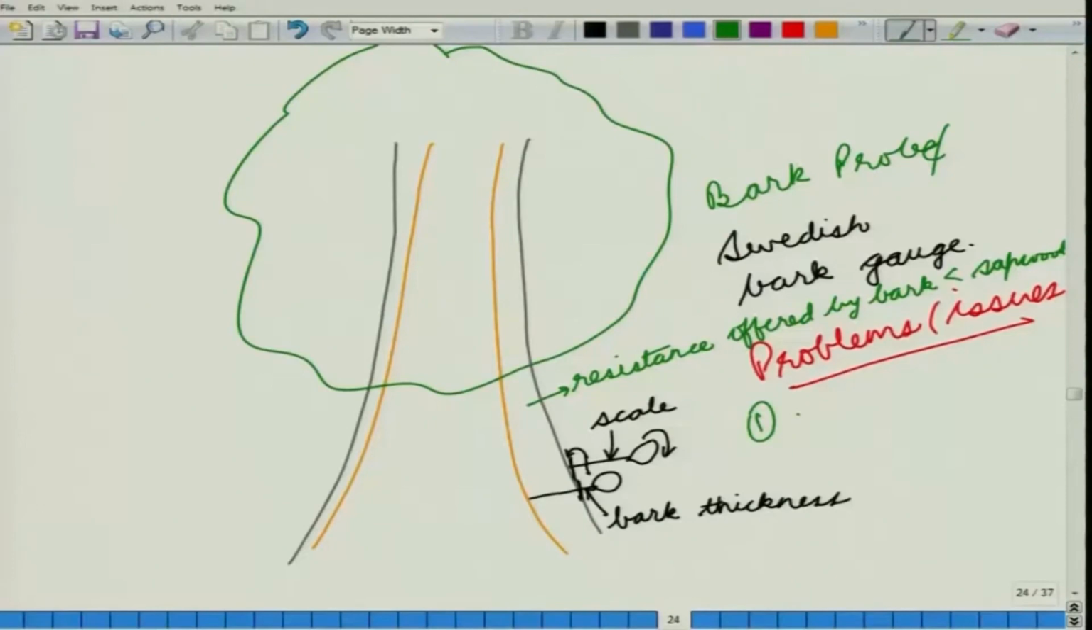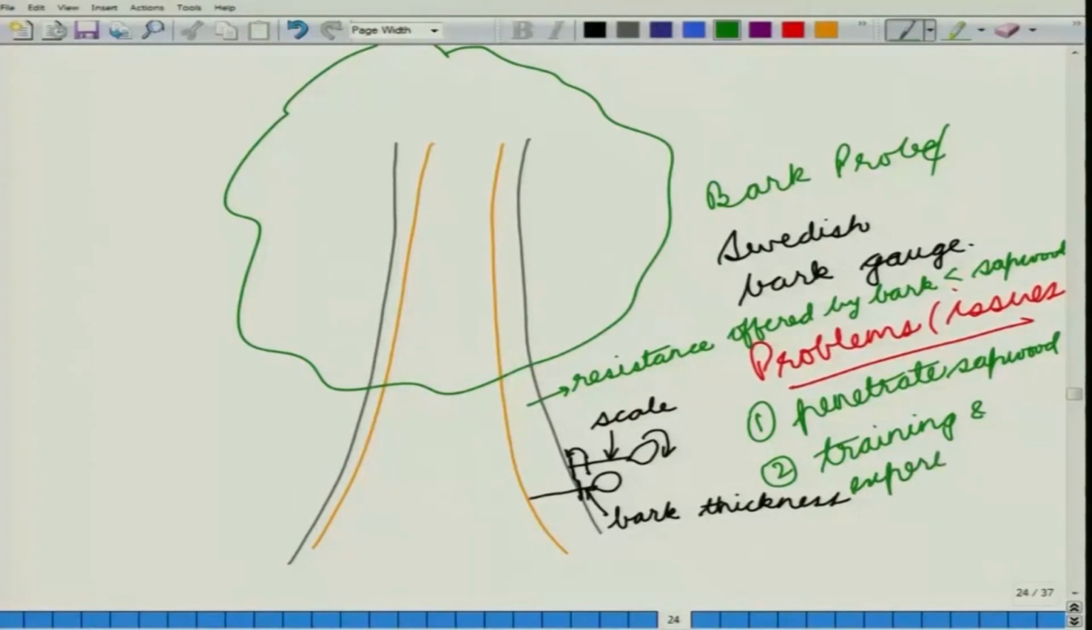So, he might just go on pushing it inside and inside, and what we would be measuring is not the bark thickness, but the bark plus sapwood thickness, which would be a wrong measure. So, that is the first limitation, that it might penetrate sapwood. So, what is the way out? The way out is to give much more training and experience to the operator. But once we try to do that, the process becomes much more expensive.